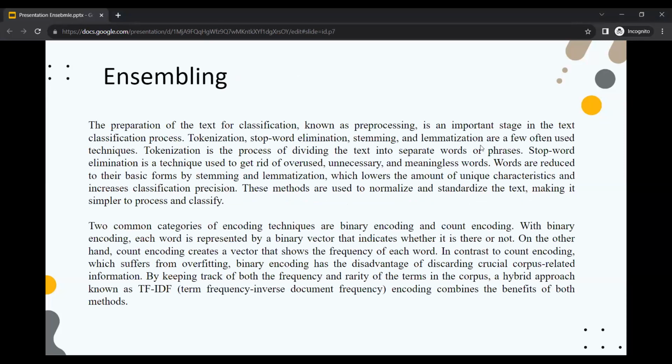And now some words about ensembling. So the preparation of the text for classification is an important stage in the text classification process. Tokenization, stop word elimination, stemming, and lemmatization are a few often used techniques. This preparation is the first stage of our ensembling classification. And the second stage is encoding.